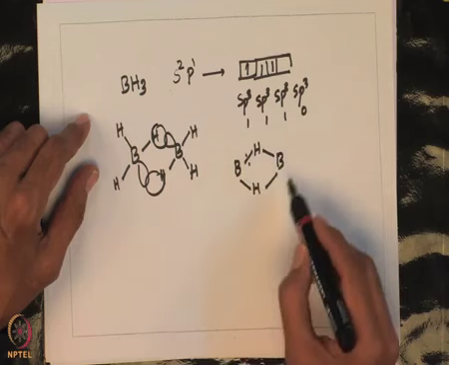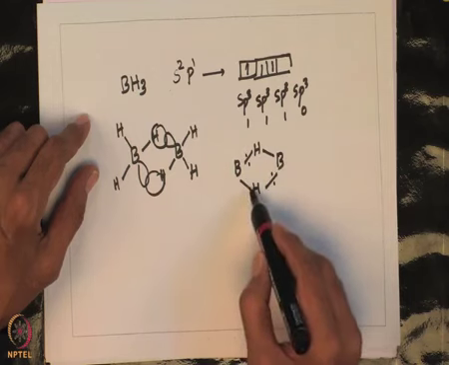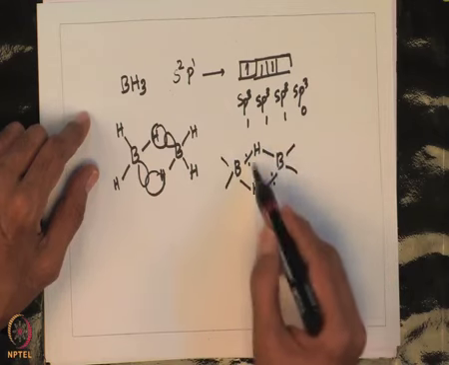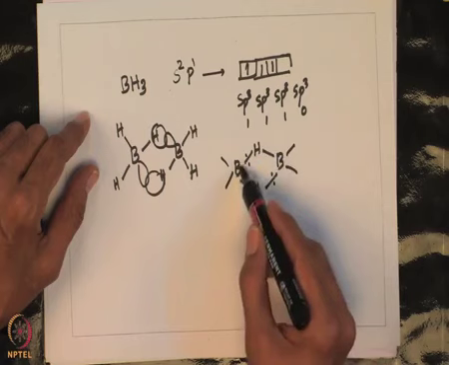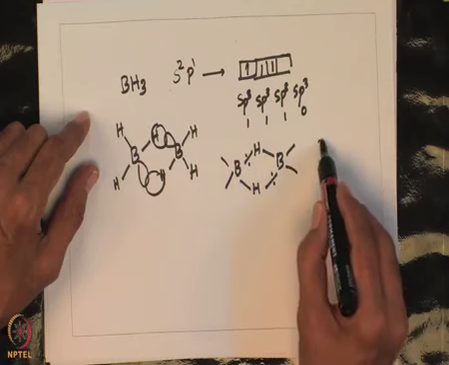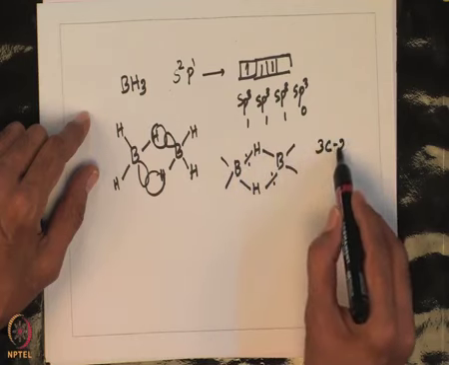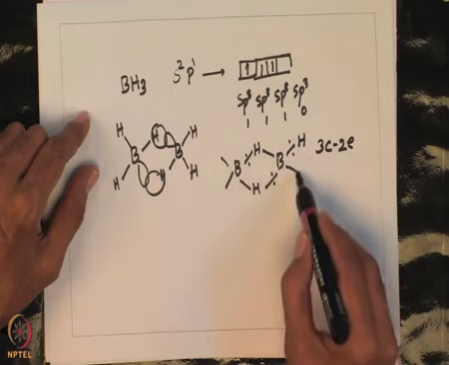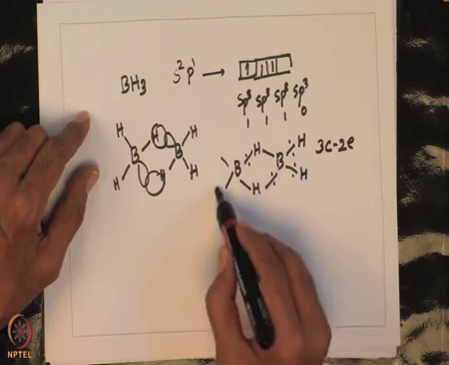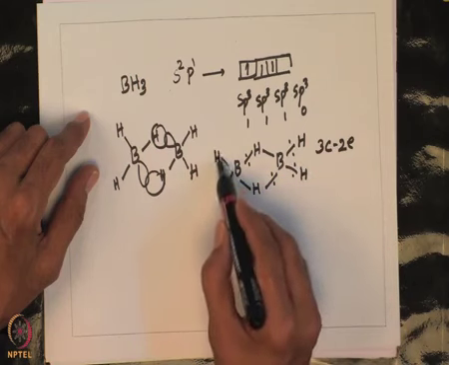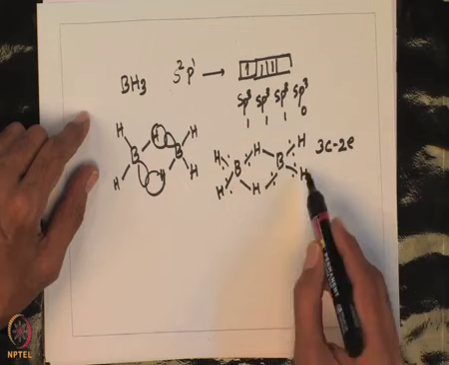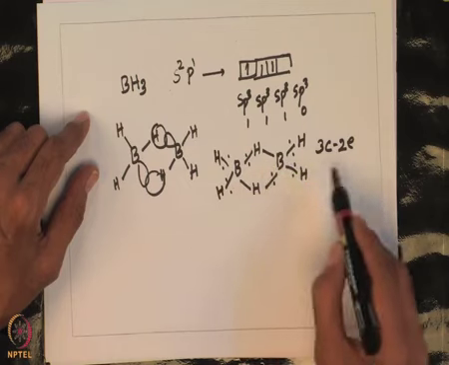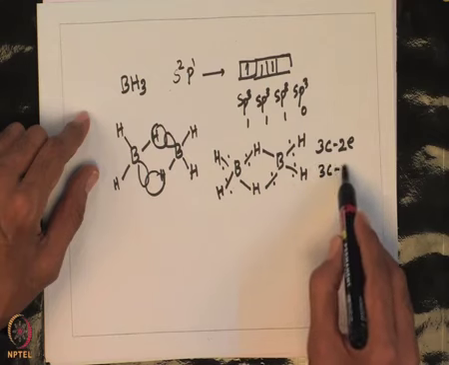So, here 2 electrons are there, here 2 electrons are there, here no electron is there, here no electron is there. Now if you overall count the electrons present between B, H and B, 3 centers are there and 2 electrons are there, and the same is true in this case, whereas here we have 2 electrons, no issues. So, we have one 3 centered 2 electron bond here and another one here.